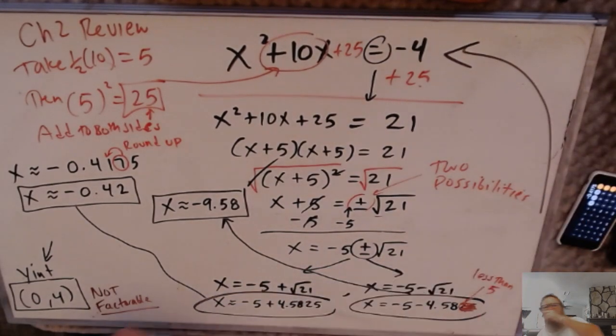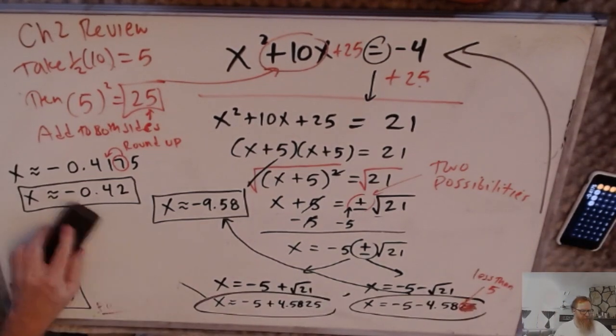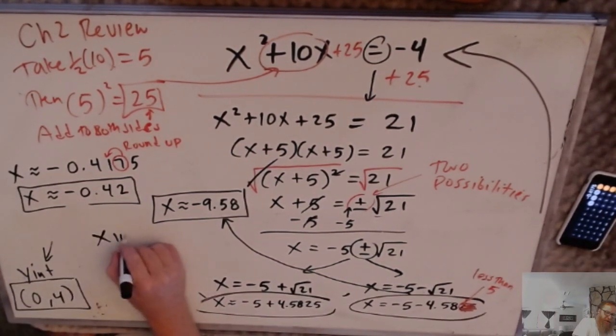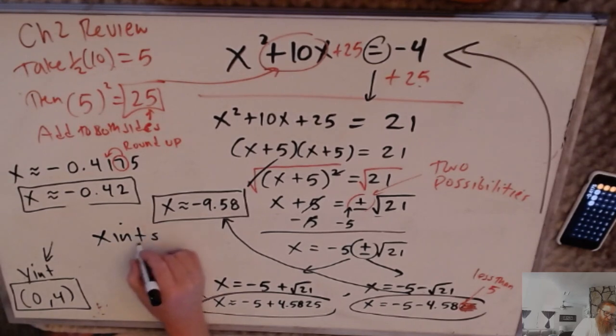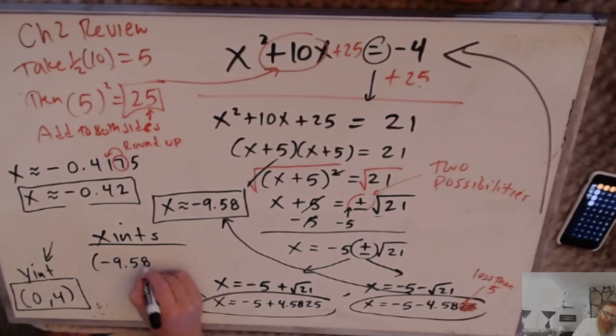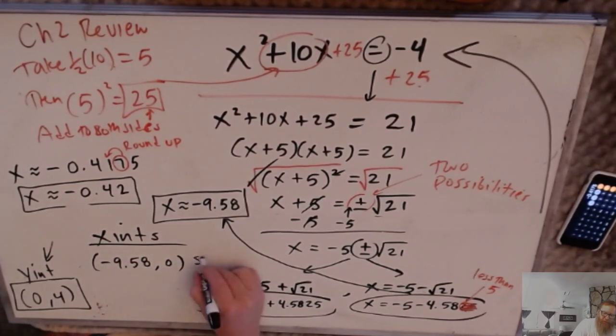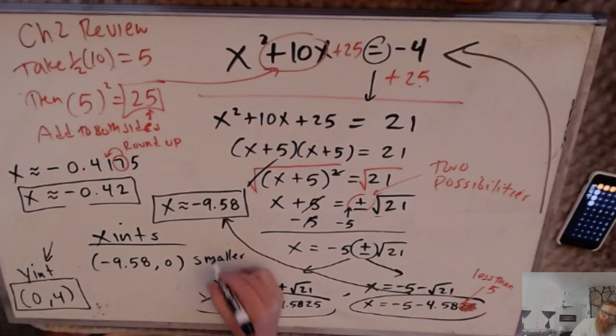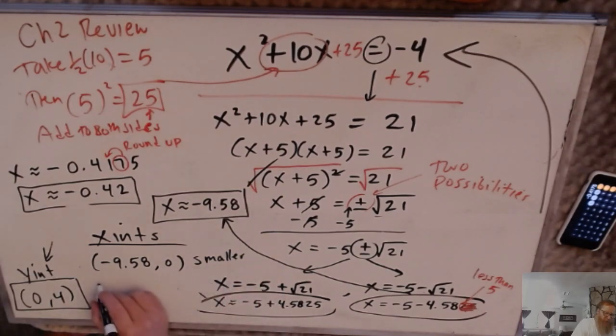All right, so those are your X-intercepts. Make sure you write your answer correctly. So your answers will be X-intercepts, plural. There's 2 of them. Put the smaller one first, negative 9.58, comma 0. Last time I didn't do this, so I figure I'll do it this time. And the larger one goes second.